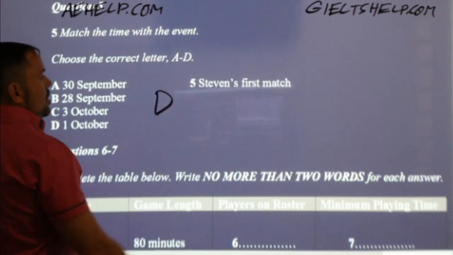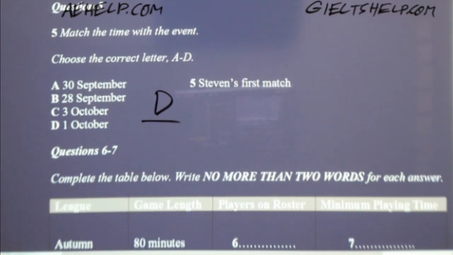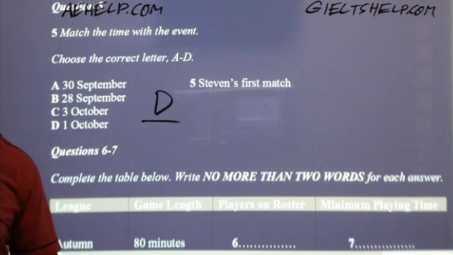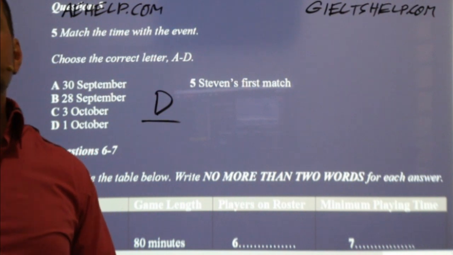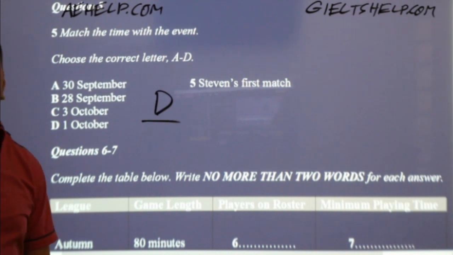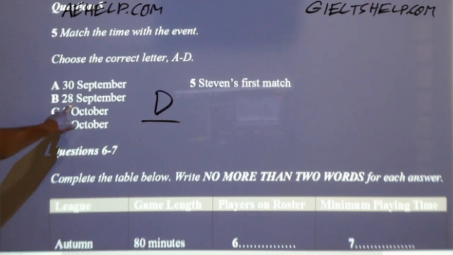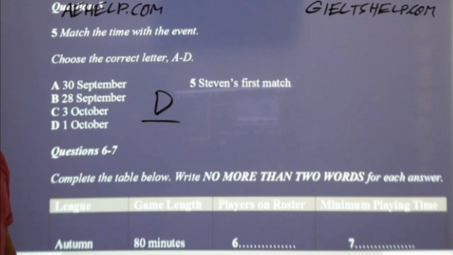Bonus question. When does the season start? A, B, C, or D? So when does the actual season start? The man says, yes, the season starts on this day, but your first match is a little bit later. It's on October 1st. When does this season start? A, B, C, or D? Anybody catch that one? For the bonus question? Charlie says it's B. The season starts on the 28th of September. That is correct. Yeah, so good for those of you who got that.